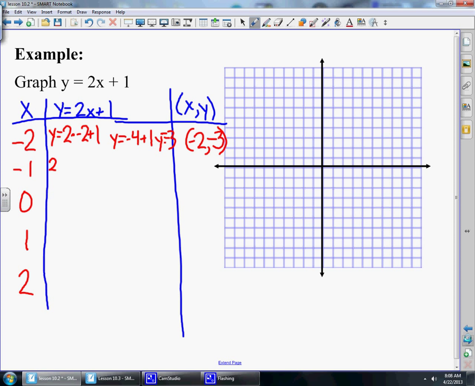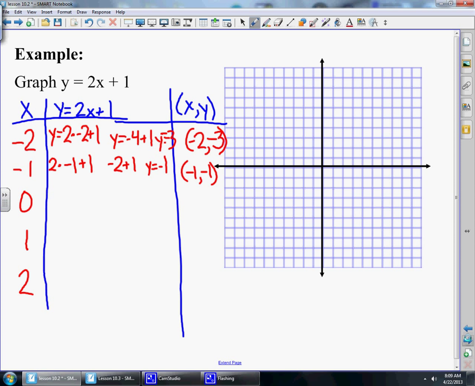Now we're going to plug -1 in. So we have 2 times -1 plus 1. 2 times -1 is -2. -2 plus 1 means that y is equal to -1. So our next point is (-1, -1).